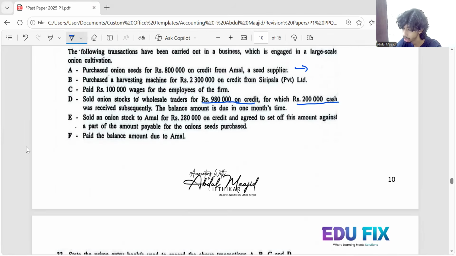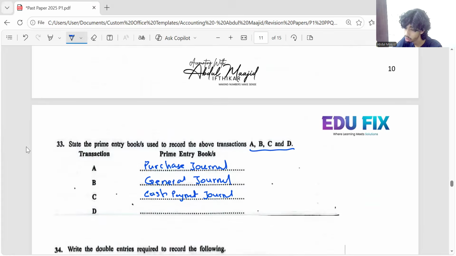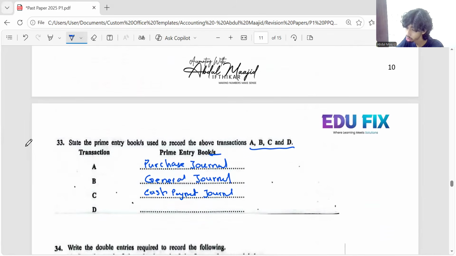You are selling on credit for 980. Out of that 200 you got in cash, the remaining 780 will be received next month. Then there you will record that. Now here they are asking primary book or books. You will have to say sales journal for the credit sale, and for the amount you got in cash, you have to say cash receipt journal also. Cash receipt journal as well. Okay.